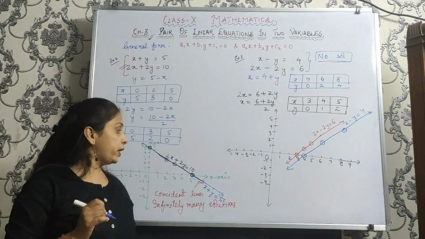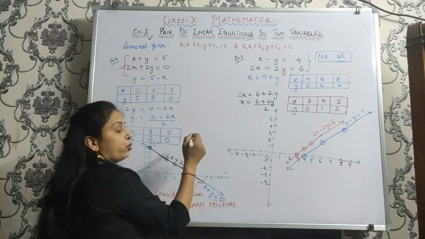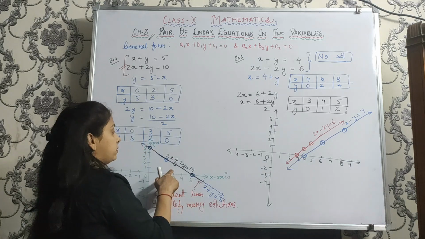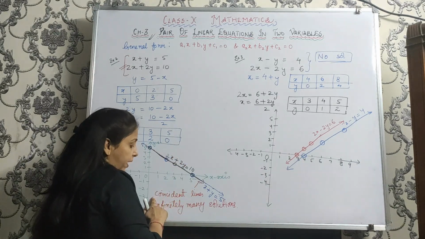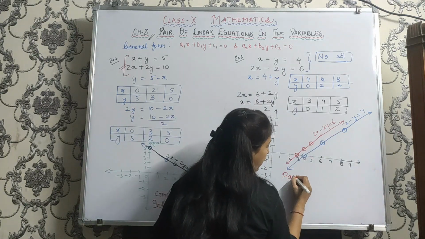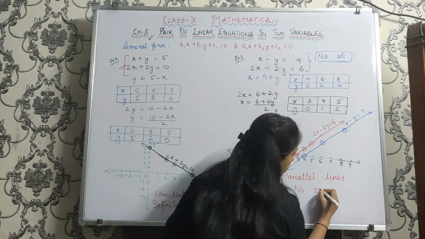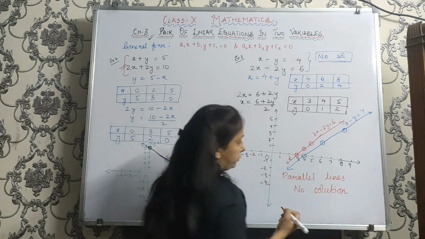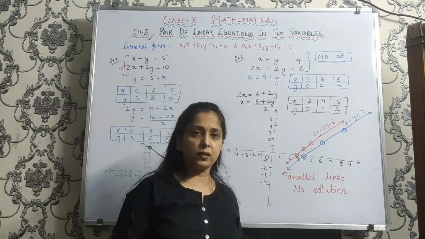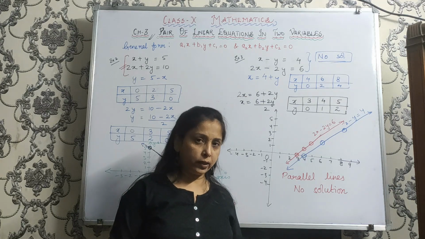So here we have seen three cases. First one was the one in which we have a unique solution, intersecting lines were there. Second one is this. Here we are having coincident lines. So infinitely many solutions are there. In this case we have parallel lines and no solution is there. So we have seen three cases, so we are going to study further about these cases, whether we can apply some conditions and check out what type of solution we are going to get or not.